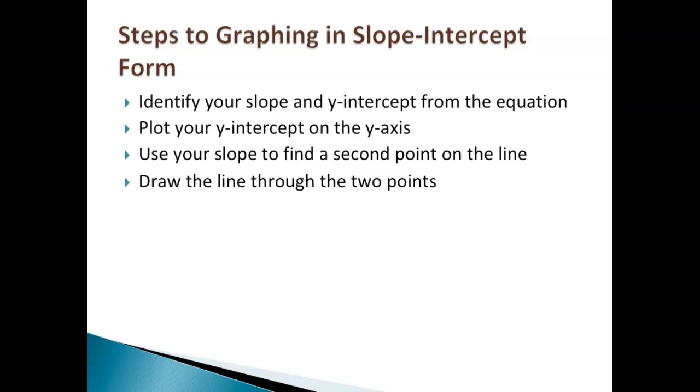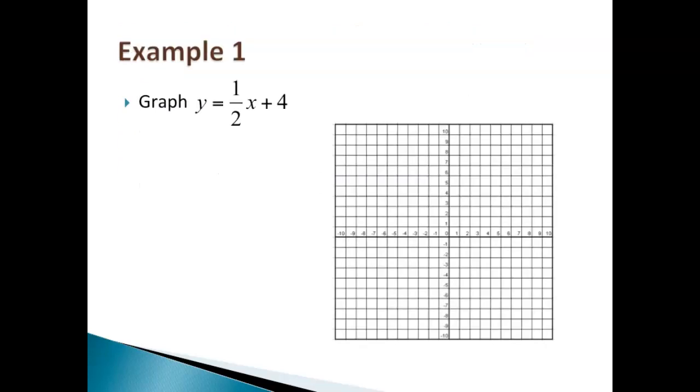Let's look at some examples. So here in example 1, we have y = 1/2 x + 4. So let's start by identifying the slope and the y-intercept. So the slope is 1/2 and the y-intercept is 4. Now the slope indicates to us how far up and to the right it goes. So in this case, the slope means we will go up 1 and to the right 2 to get to the next point. Now let's start by graphing the y-intercept.